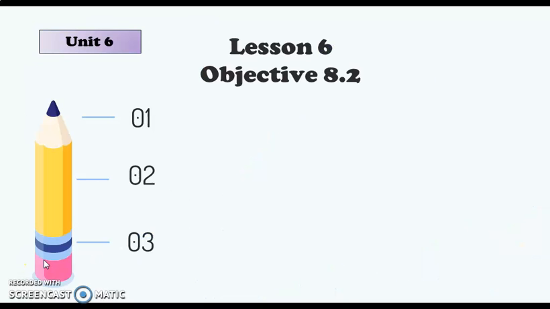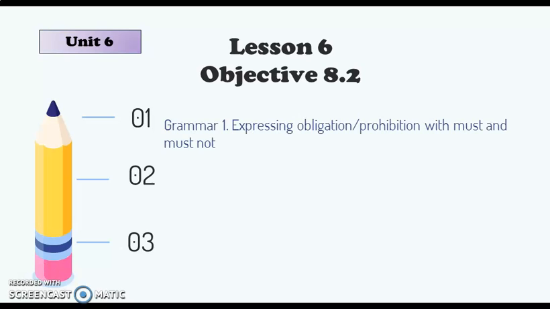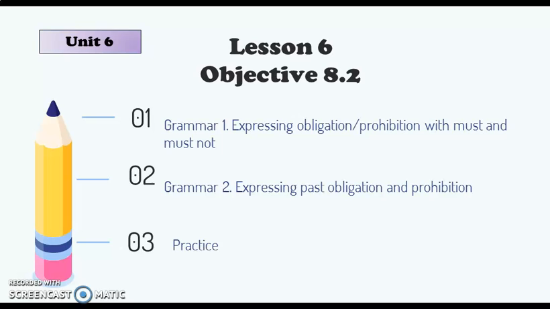So, let's start. Unit 6, Lesson 6, Objective 8.2. Today we are going to study grammar, expressing obligation and prohibition with must and must not, and expressing past obligation and prohibition. And of course, we are going to have some sentences to practice.